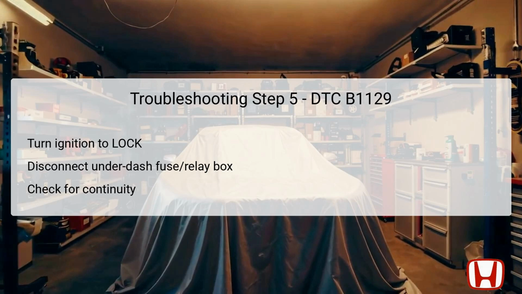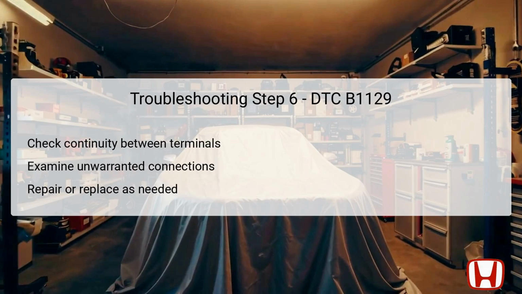In the final troubleshooting step, the objective is to check the continuity between the under-dash fuse/relay box connector T34P terminals number 23 unlock and number 24 lock. This test will help determine if there's a direct connection issue between these two circuits.